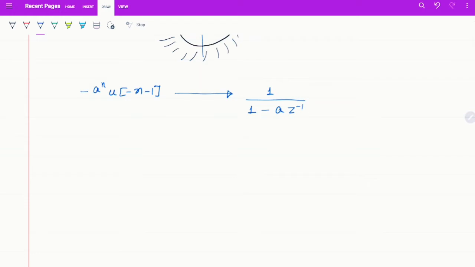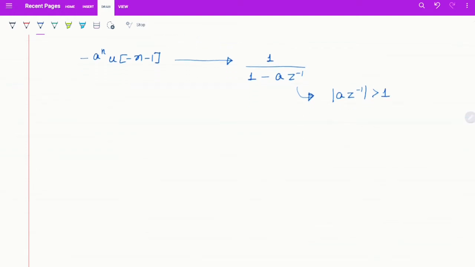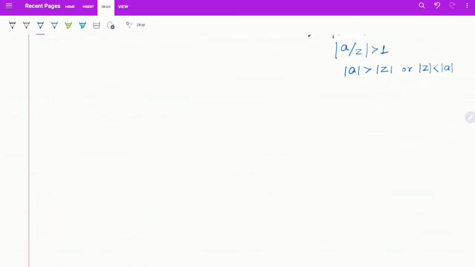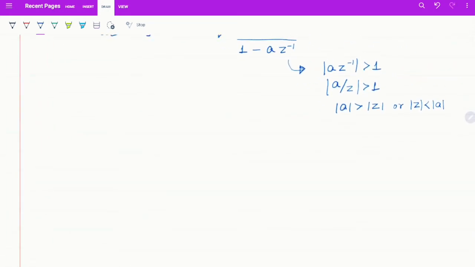This is a left sided signal, so mod of a into z inverse should be greater than 1. So this will be a by z greater than 1, and mod of a should be greater than mod of z, or we can say mod of z should be less than the magnitude of a. Here we can say the region of convergence should be less than a.